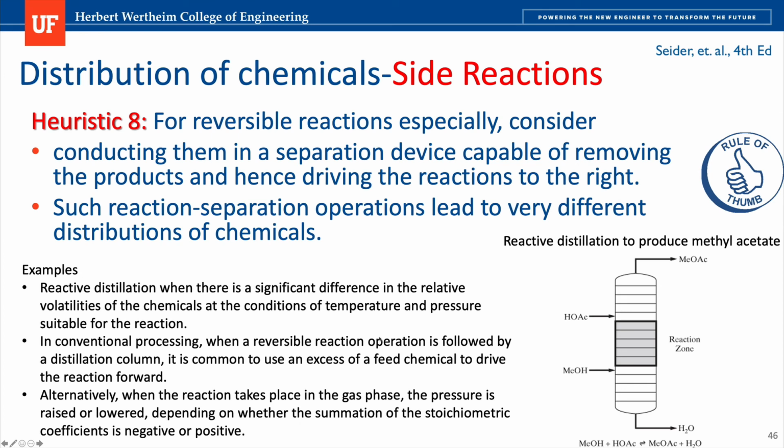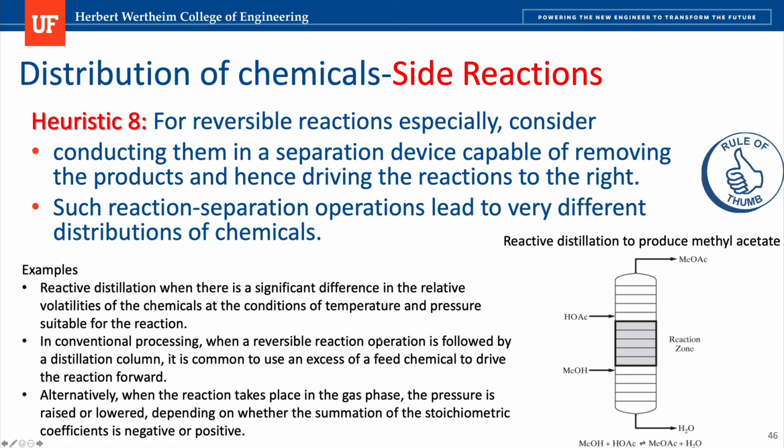Here, for reversible reactions especially, consider conducting them in separation devices capable of removing the products and hence driving the reaction to the right. So it's something that as it reacts, it extracts at the same time. Such reaction separation operations lead to very different distribution of chemicals. An example is the reactive distillation. Here on the right, you have an example with the methyl acetate production.